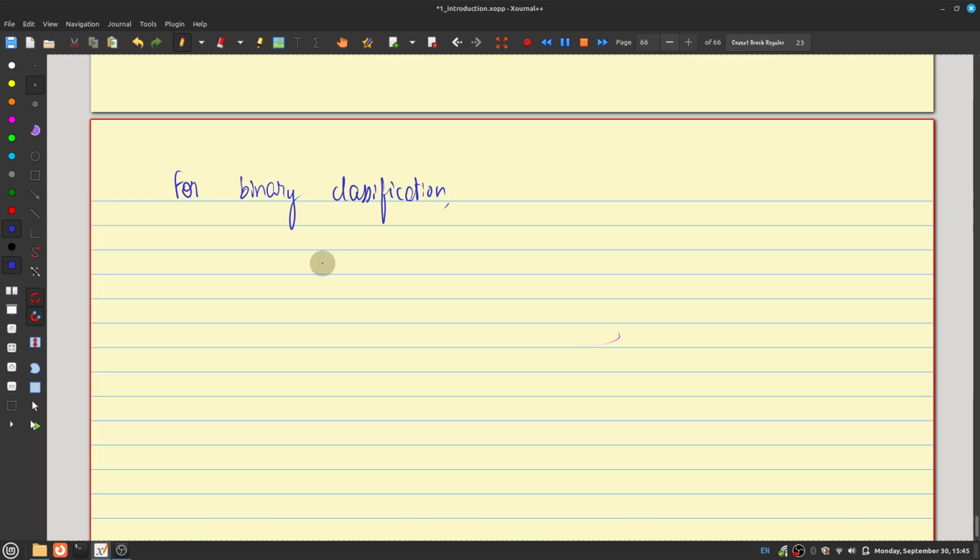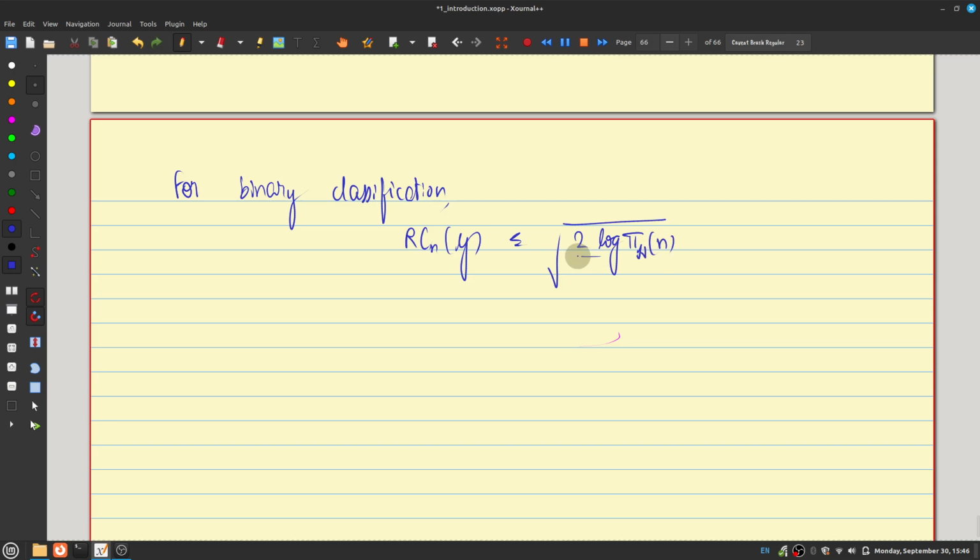So for binary classification, we can derive an upper bound on the Rademacher complexity in terms of the growth function. So we can show that this is less than or equal to square root of 2 times log of the growth function Pi_H of n, whole divided by n.